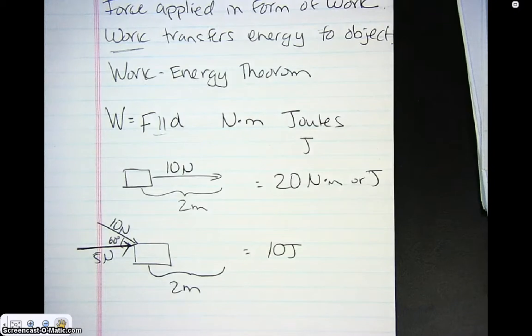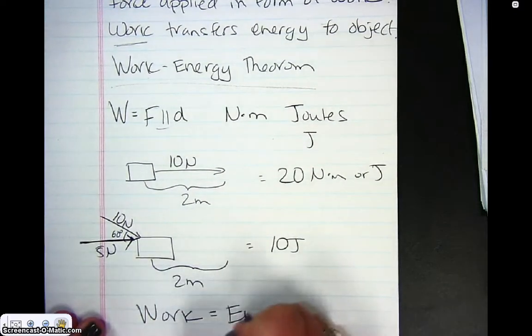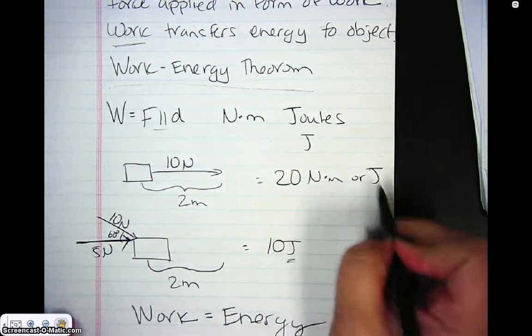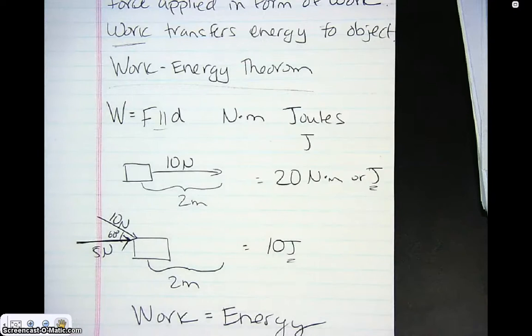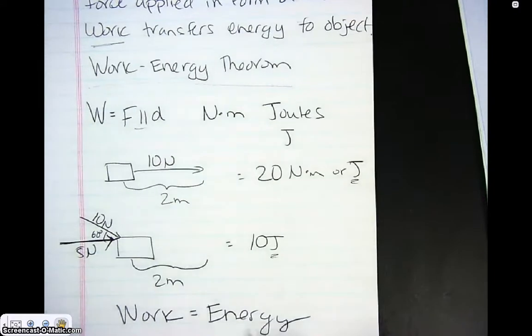So the idea that work is related to energy is the work-energy theorem. Work is actually equivalent to energy. These terms can be used interchangeably, and that's why they have the same unit. The unit for energy is joules, and the unit for work is joules. In the next video, I'll go more in detail about what energy actually is and how to quantify energy of different forms, whether it's potential energy or kinetic energy.